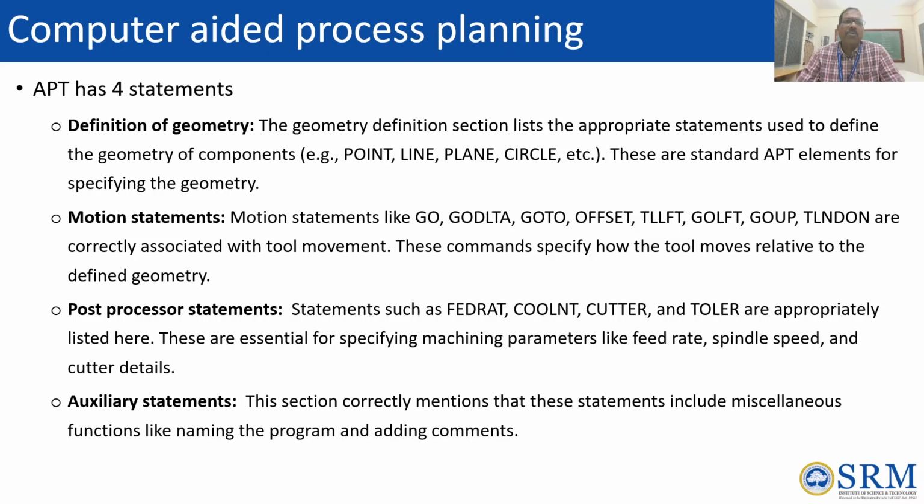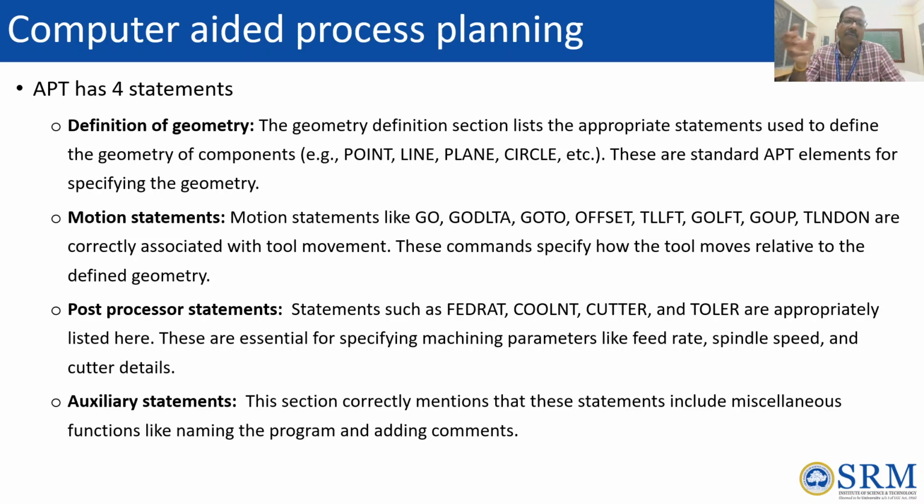Post processing statement, because once we set that geometry and we have the motion statement, it's not sufficient. We need to provide some auxiliary commands or additional commands. The additional commands are like what is the feed rate, how about the coolant, whether to turn on the coolant or not, what kind of cutter, meaning we need to provide dimensions or characteristics of the cutter, and tolerance. TOLER means tolerance value we need to give. So how much tolerance we need.